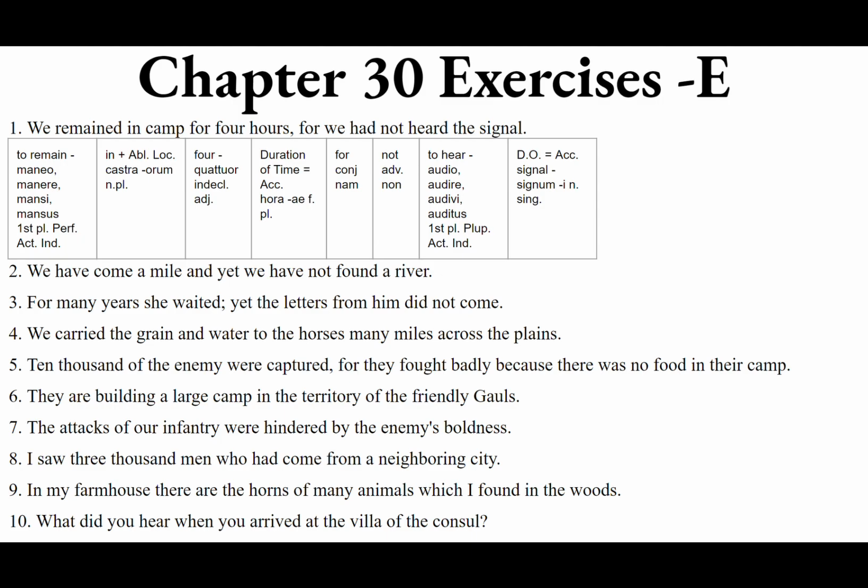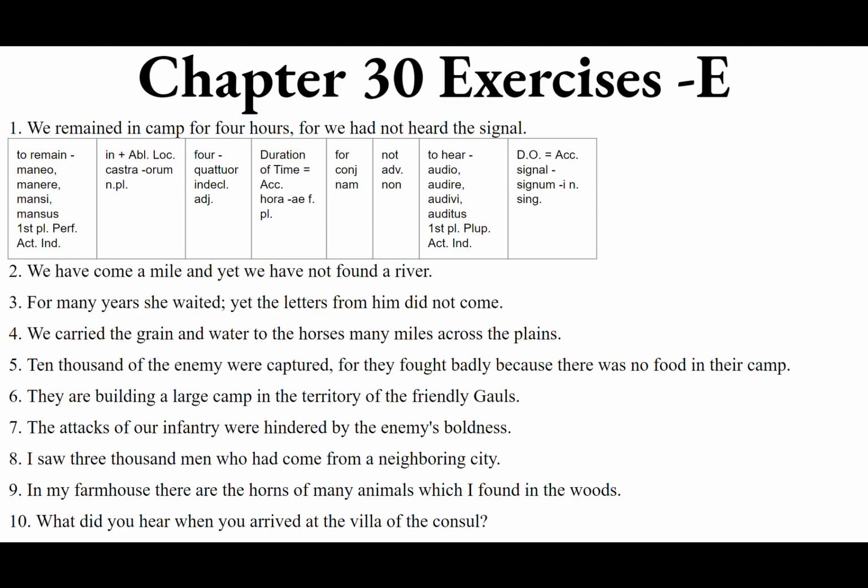Quinta. 10,000 of the enemy were captured. Well, they fought badly because there was no food in that camp. They had rumbly tummies. So 10,000 of the enemy were captured. 10 is the indeclinable adjective numeral decem. So we have not just 1,000, a singular thousand, but more than 1,000. We have 10,000s of the enemy.